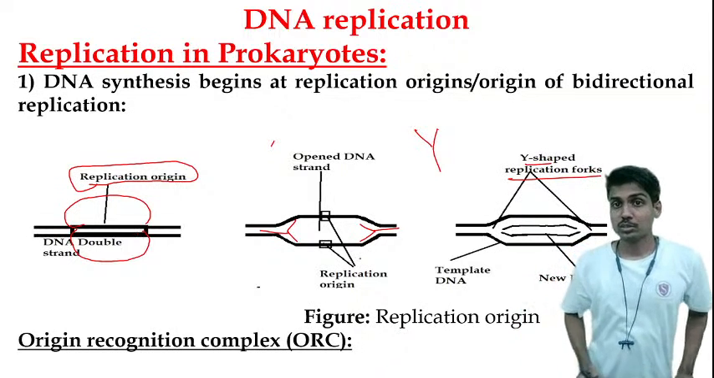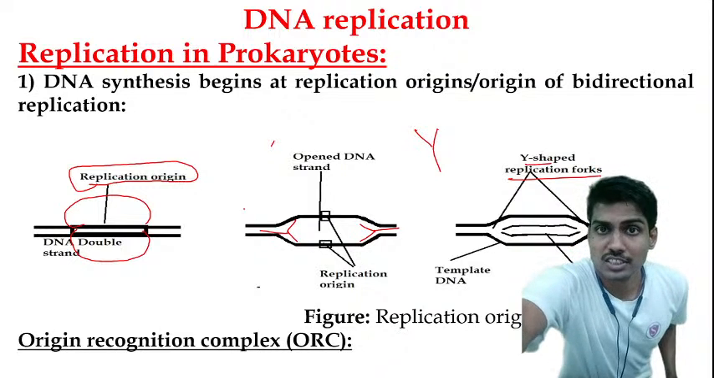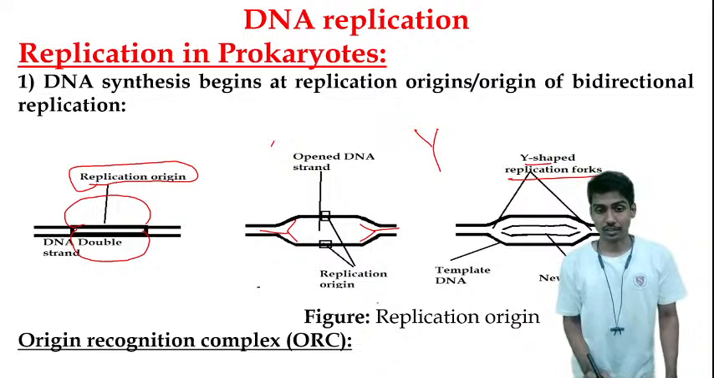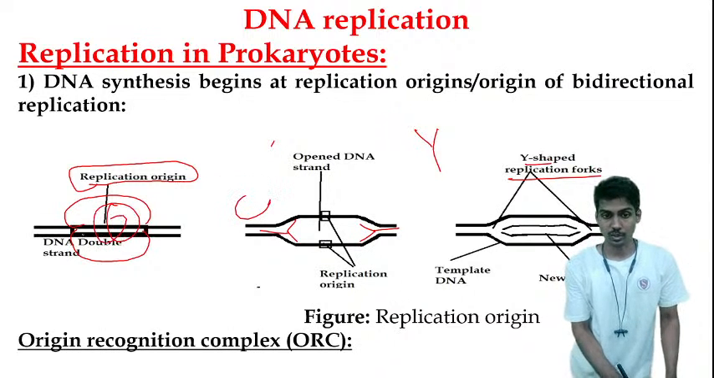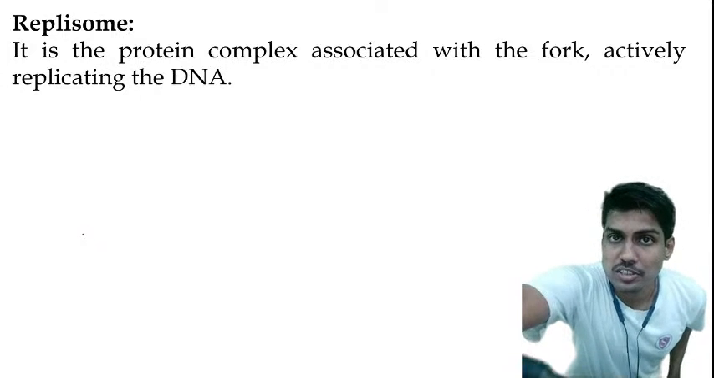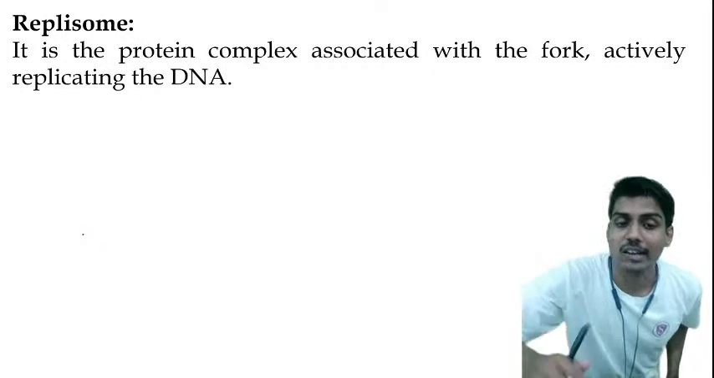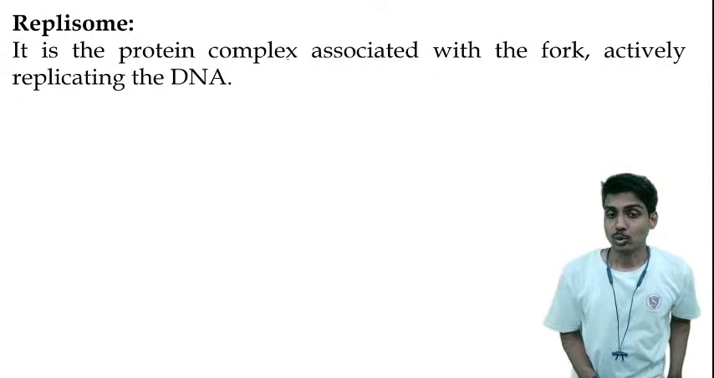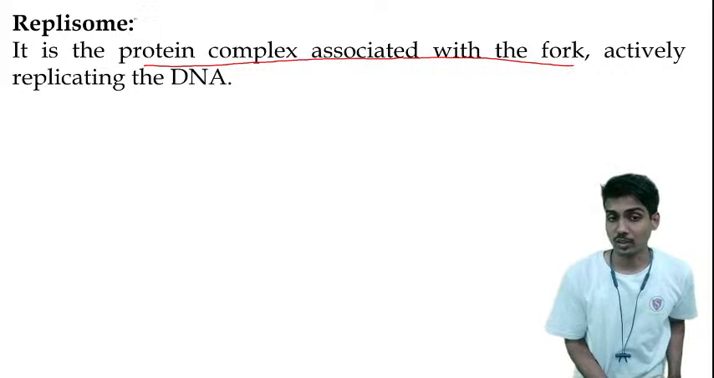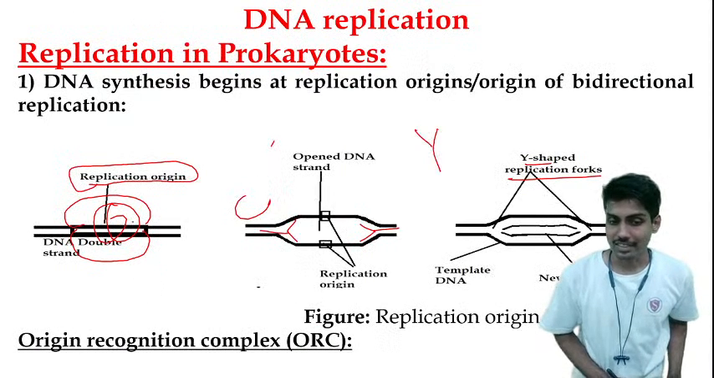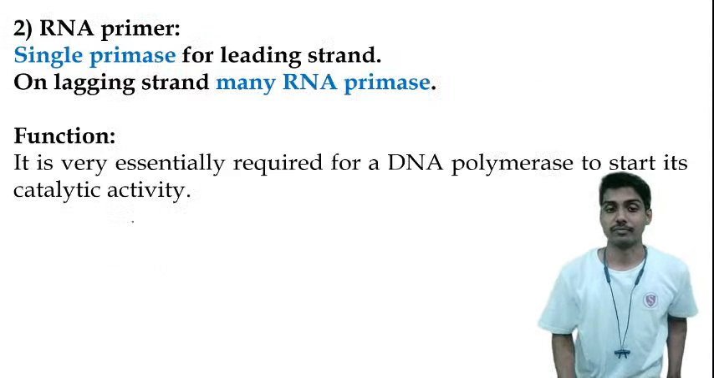So this is about the origin recognition complex. This is the complex of proteins which is going to be formed at this point of origin. Now let's see the next thing. The protein machinery which synthesizes all of this replicated DNA, the new DNA, is combinedly called the replisome. This replisome will sit at this point and start to synthesize the entire DNA.